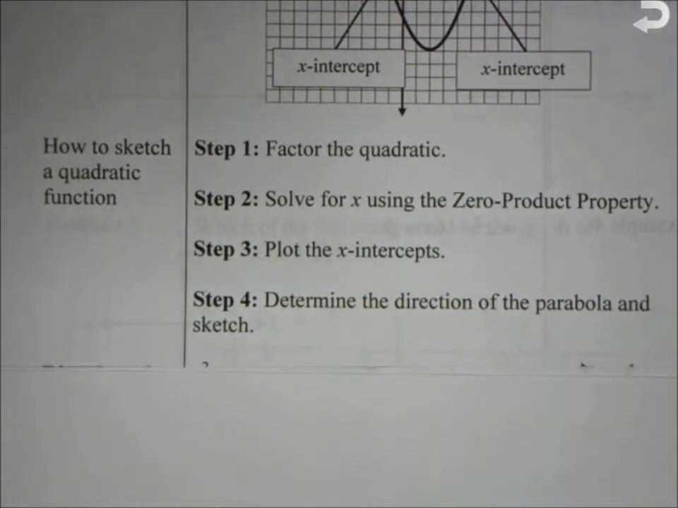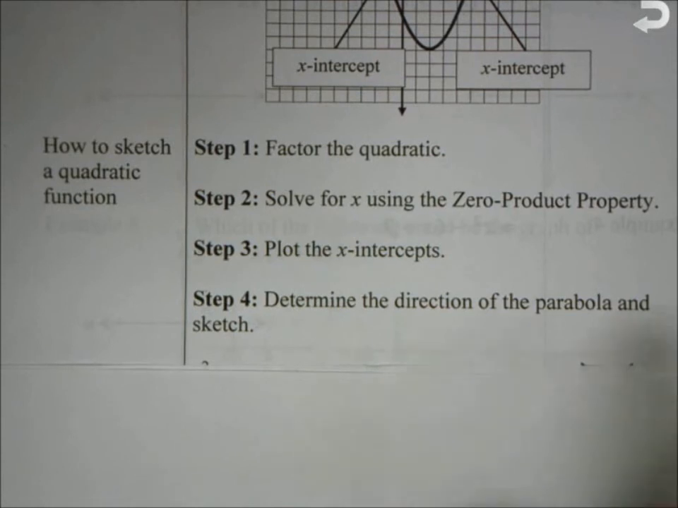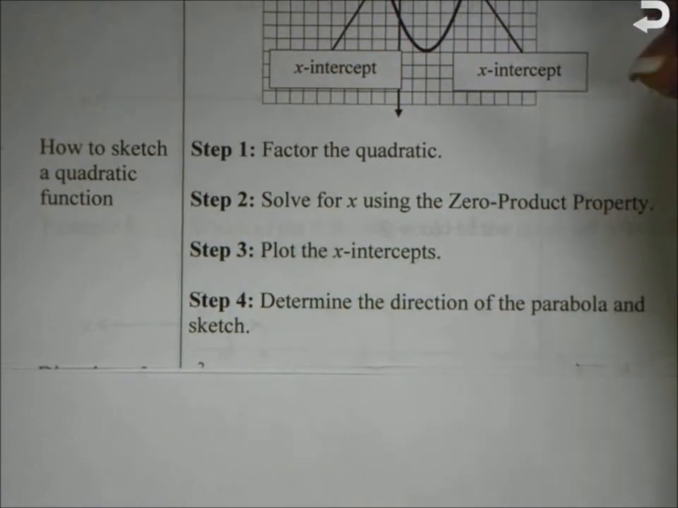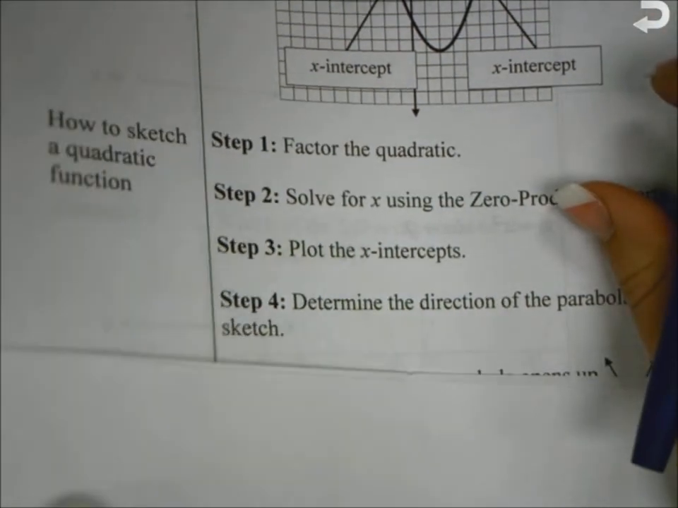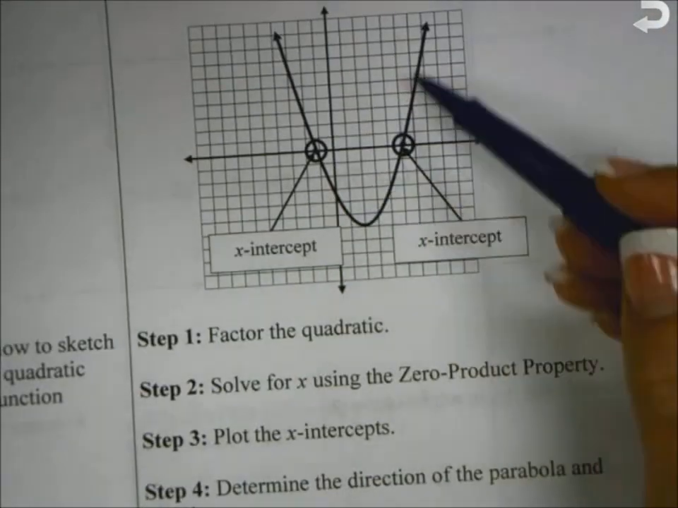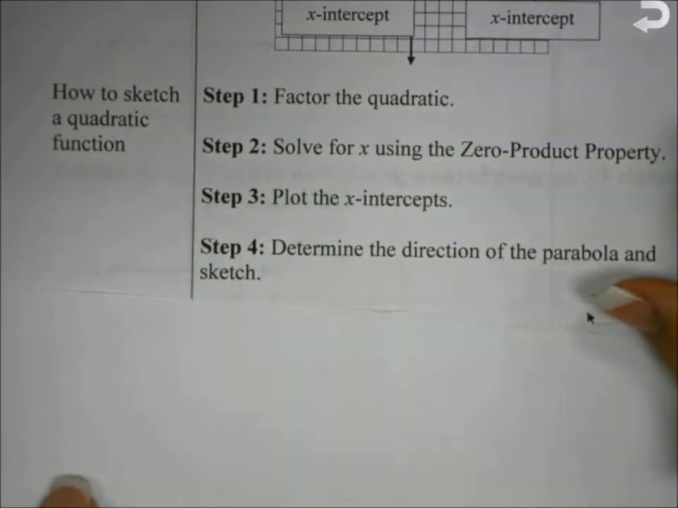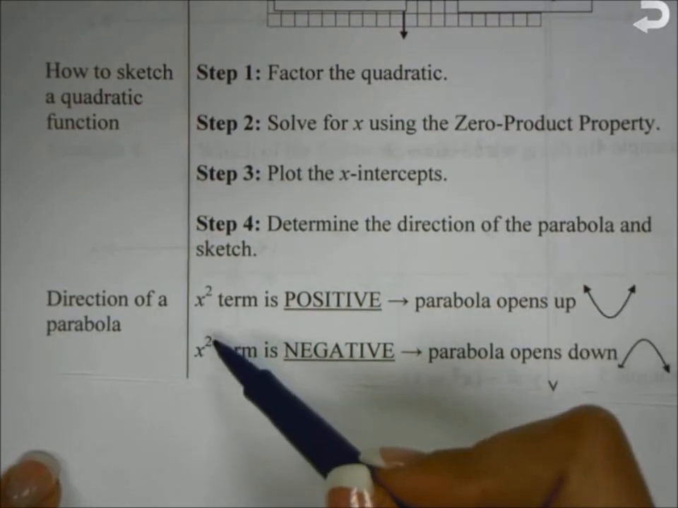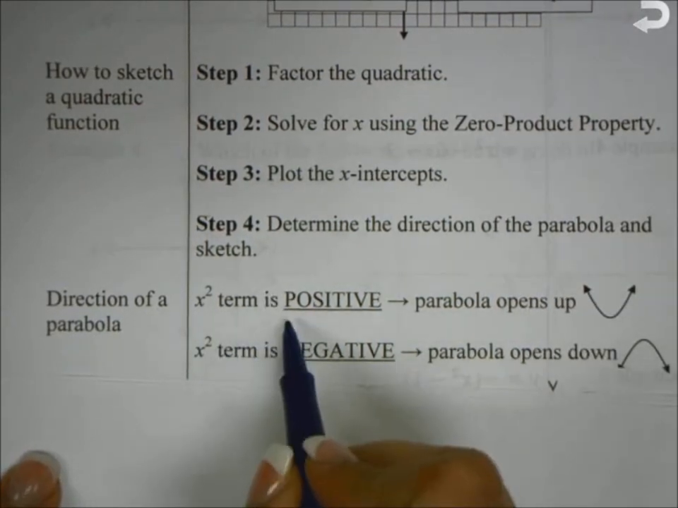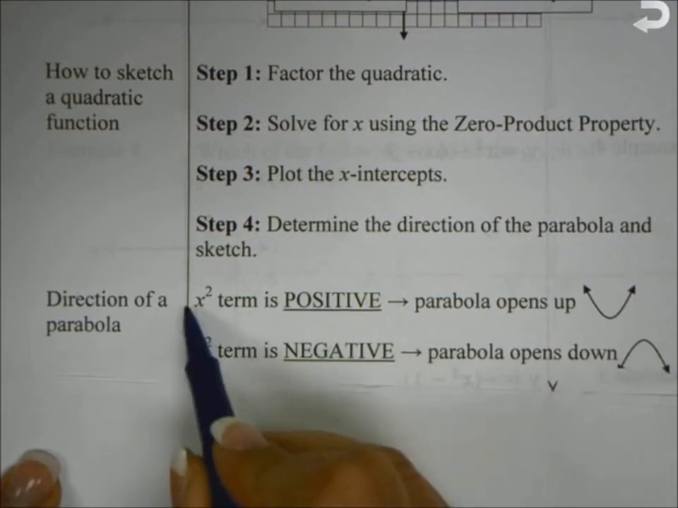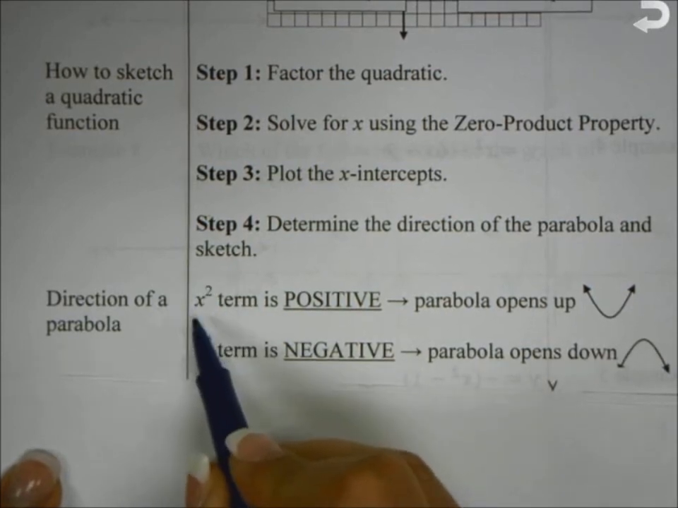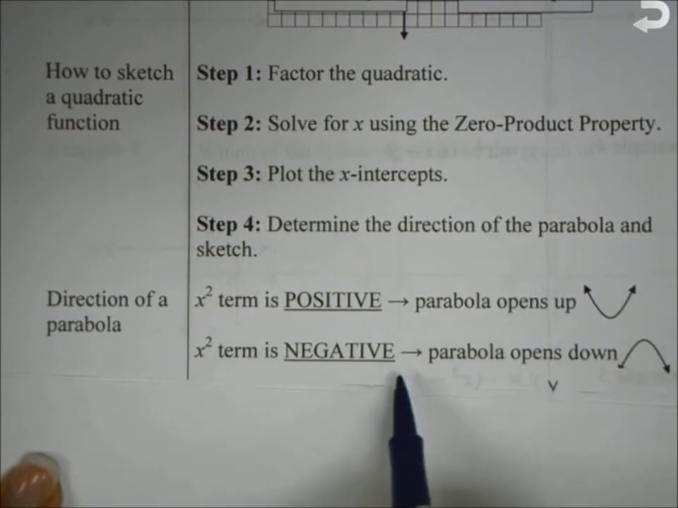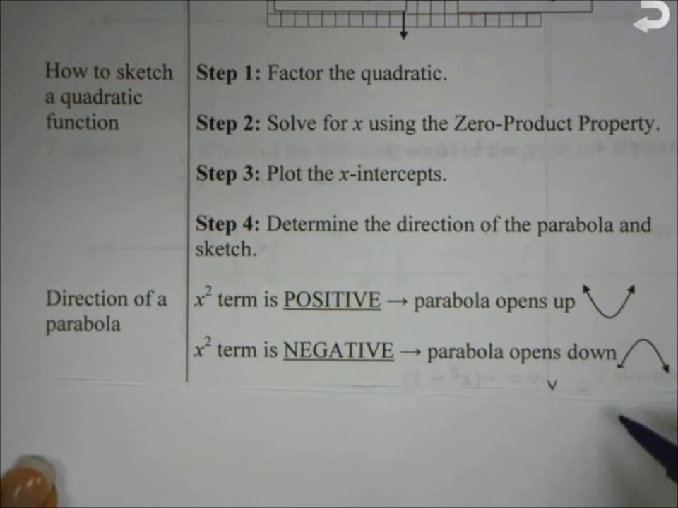So how do we determine the direction of the parabola? Well, we have parabolas that either go, we call them opening up, like the one in this example, or they could also open the other way, which we call opening down. So we look at that x squared term. If the x squared term is positive, that means that the number in front of the x squared is a positive number, then the parabola opens upwards. If the x squared term is negative, then the parabola opens downwards. So let's try some examples.